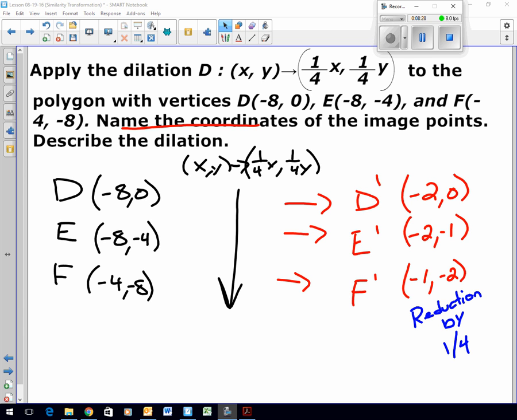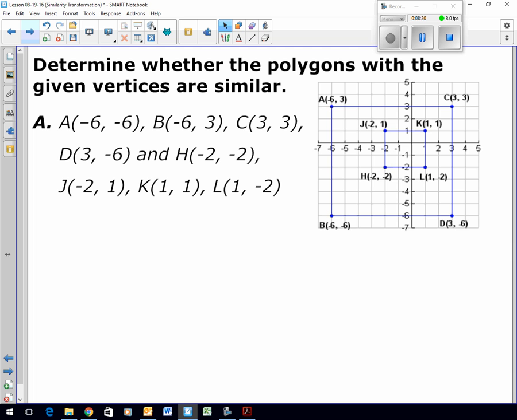Yes! Okay. For now, at least. Oh! Partner, then I get this. Determine whether the polygons with the given vertices are similar.